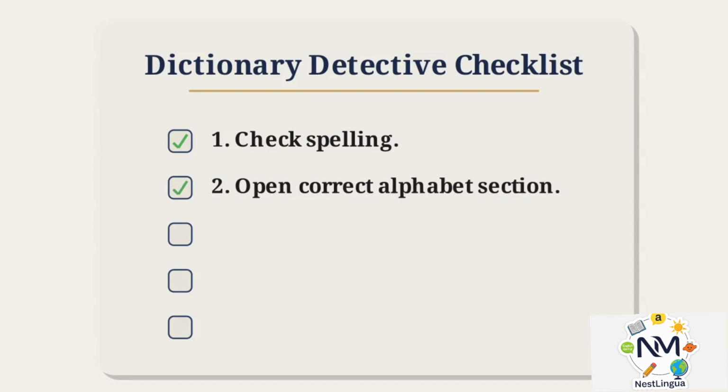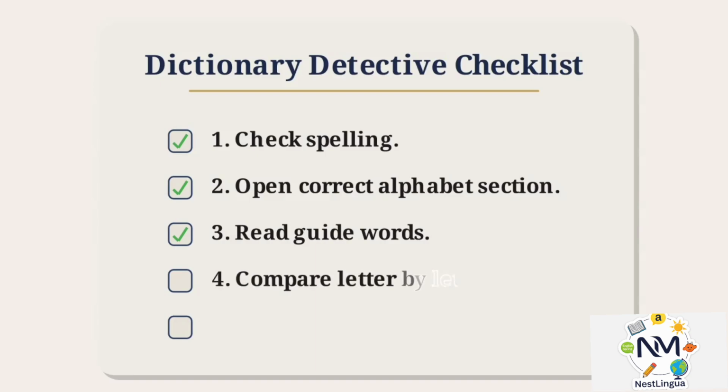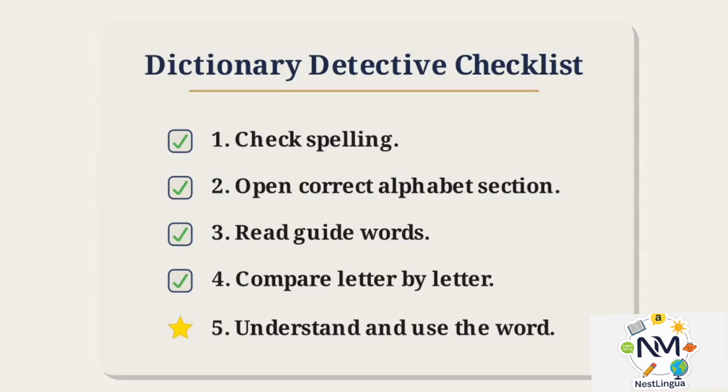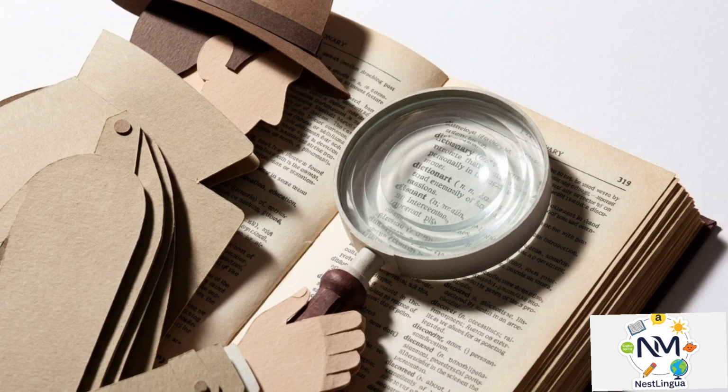Third, scan the guide words at the top corners to locate your exact alphabetical window. Fourth, scan down the columns, comparing your target word letter by letter against the entries. Finally, read the definitions carefully and study the example sentence to understand exactly how the word functions in context. When you treat word discovery as a rigid, step-by-step checklist, an overwhelmingly large book becomes a highly predictable database.